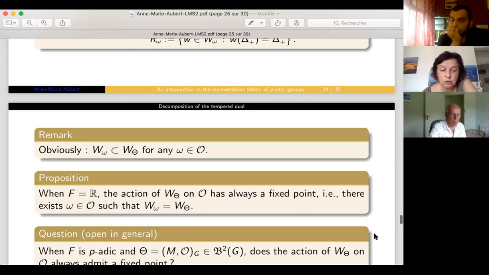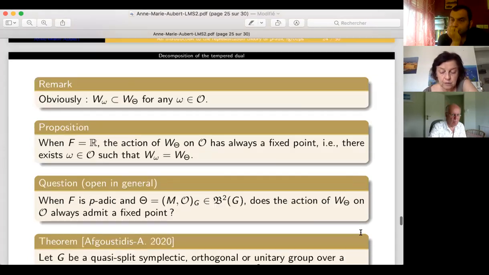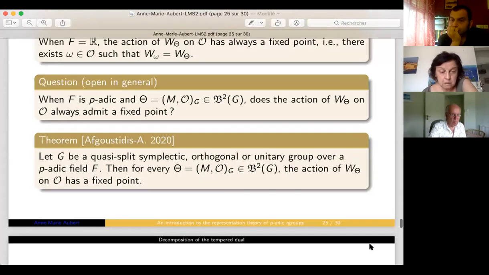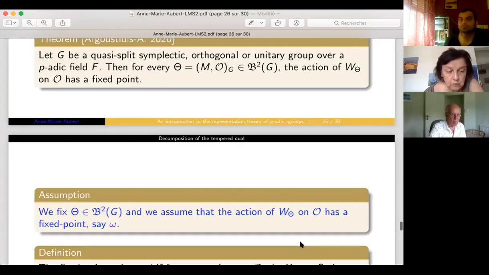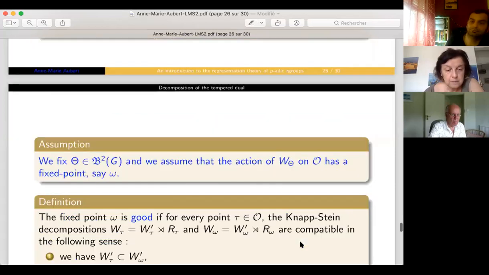For p-adic groups, we do not know, but at the moment we do not have a counterexample. But if the group G is a quasi-split symplectic, orthogonal or unitary group over F, so it's a classical group, then for every theta, the action of W theta has a fixed point. So we will now take this as an assumption, and we will denote the fixed point by small omega.